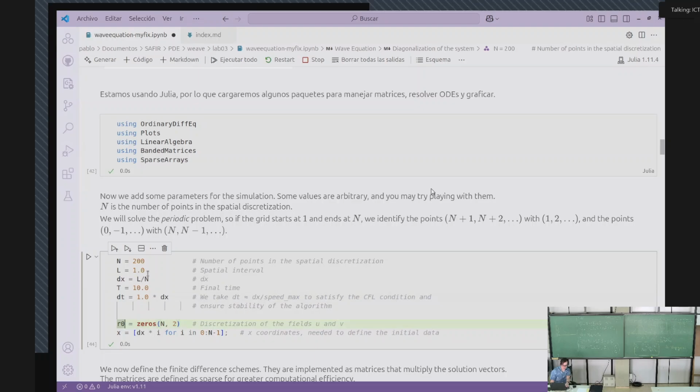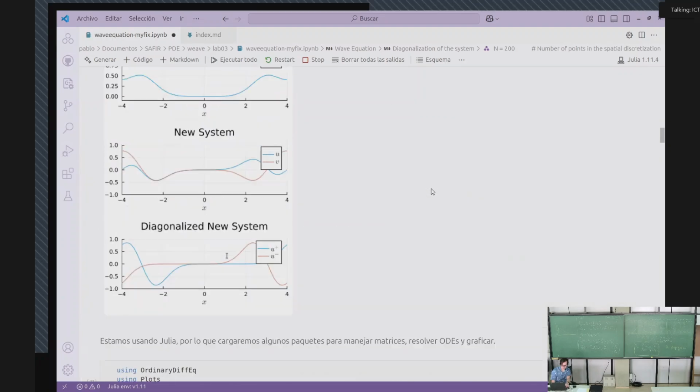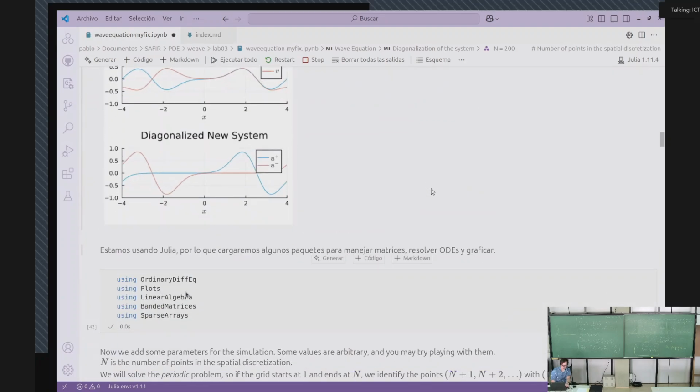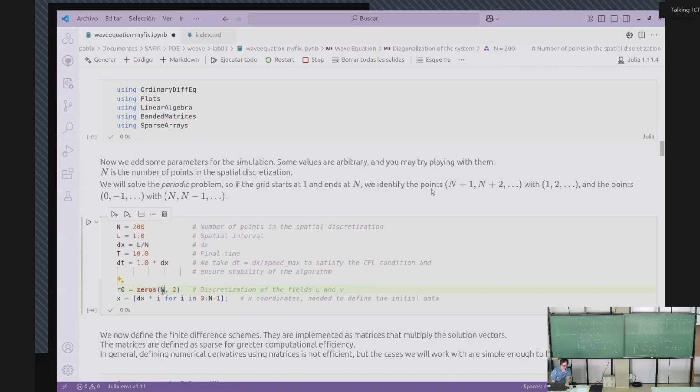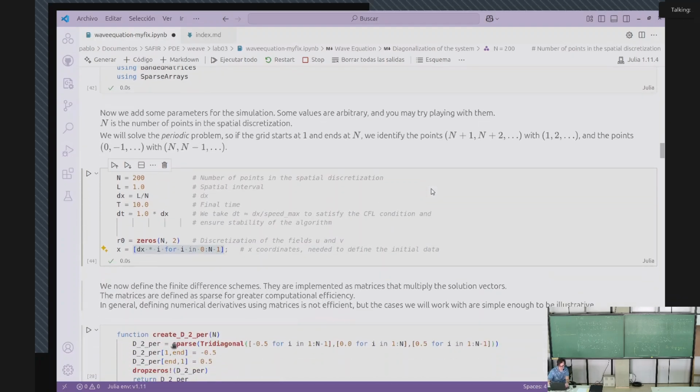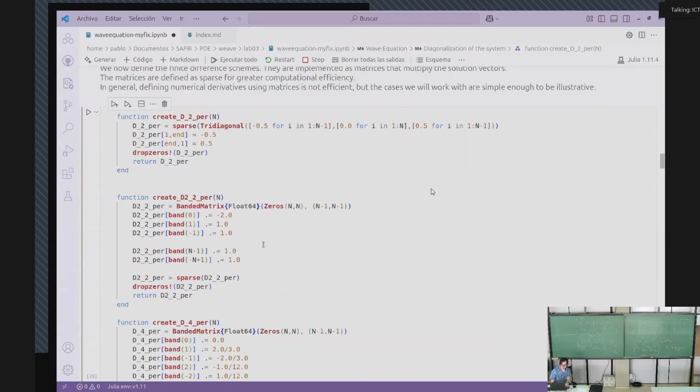Here, in this vector, we will store the u and v values, right? So this is a matrix of dimensions n and 2. The first component will be u and the second component will be v. And here we actually define our grid, the grid coordinates. Well, and here we will define the finite difference schemes.